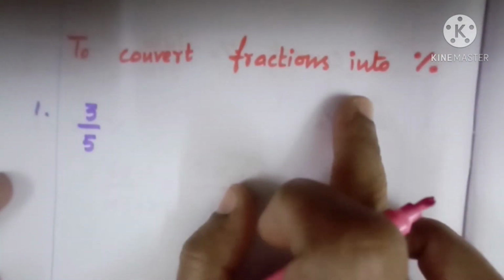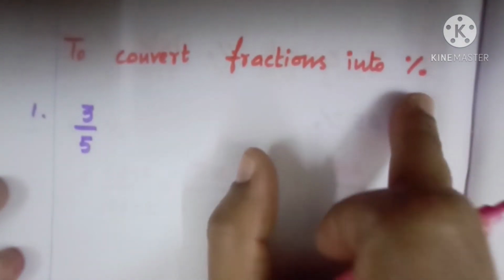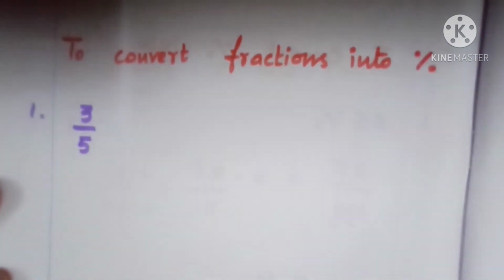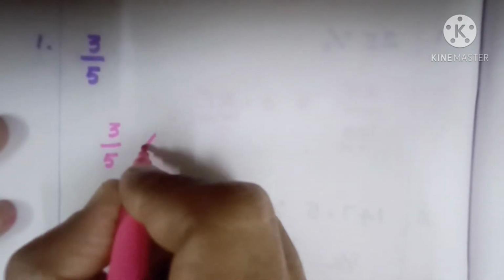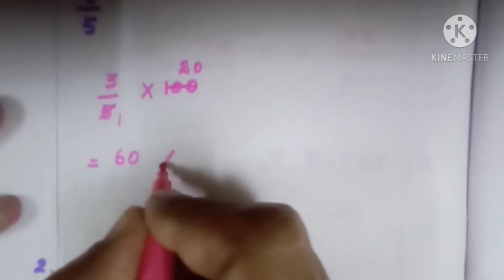To convert fractions into a percentage, you simply multiply the fraction by 100. So first sum 3 by 5. 3 by 5 into 100. Reduce it using the 5 table. 1 5 is 5, 2 5s are 10, 4 5s are 20. 3 into 20, we get 60 percentage.